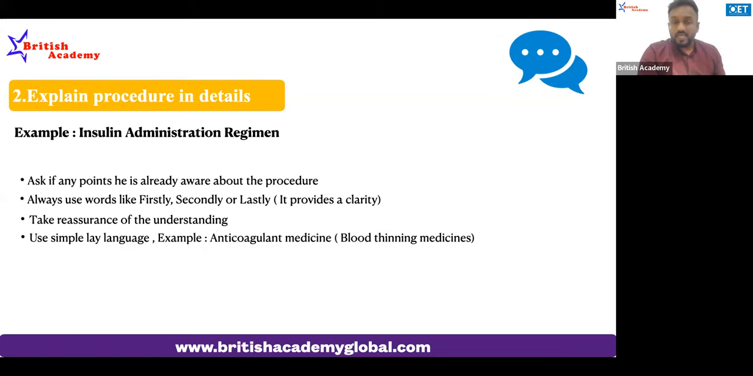And when you're explaining a medicine, for example a very common anticoagulation medicine, you have to put it in simple words like blood thinning medicines. So make sure you explain it as simply as possible and that the patient understands what you're trying to say.